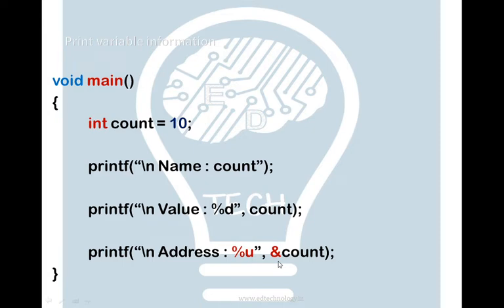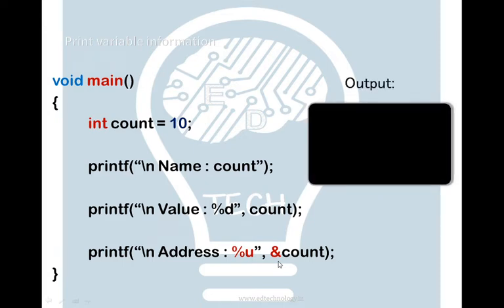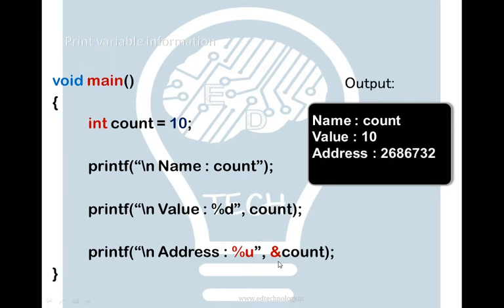The output of this program is: we will have the name count, we will have the value which is 10, and the third line will print the address of that particular variable, count. As you can see, this is the address of the variable in my memory. If you are writing this program, you might get a different value because that depends on the memory addressing scheme of each machine.